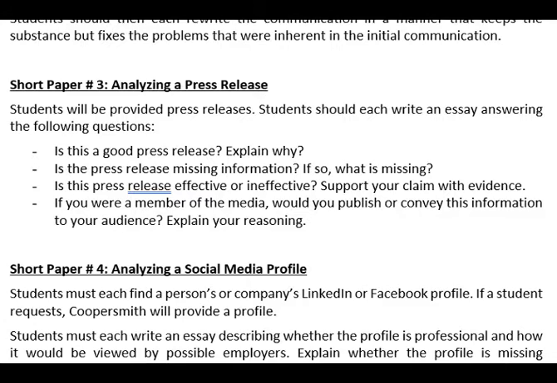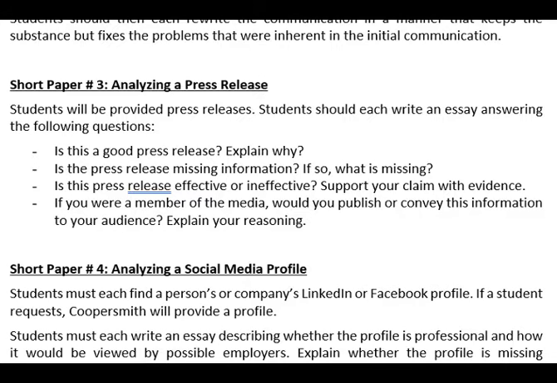Maybe in your concluding paragraph, you can answer the question of whether it's a good press release, because now you've already established all of your evidence by going through the other questions. So this might be a pretty good paradigm for the 5-paragraph essay, explaining what a good press release has to have or should have. 1 paragraph explaining whether it was missing information, another one explaining whether it was effective or ineffective and why, another one explaining whether you would feel comfortable as a member of the media publishing it, and then kind of a 5th paragraph, a conclusion explaining overall why it was a good press release.